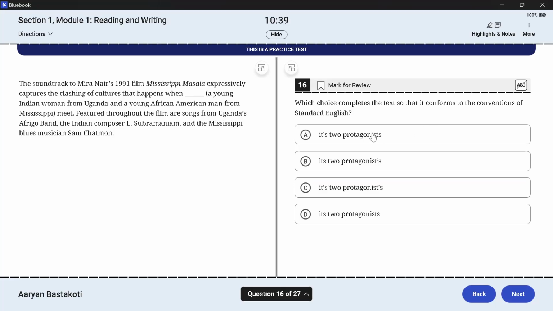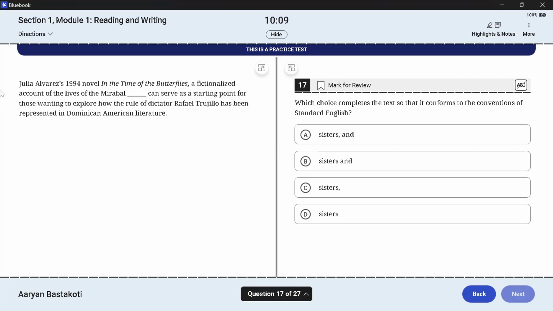The soundtrack, another grammar question, and it's about "it's" or "its," possessive or "it is." Most likely it's this. And yeah, protagonists. The soundtrack to Mira Nair's 1991 film Mississippi Masala expressively captures the clashing of cultures that happens when its two protagonists. Okay, two protagonists. Since there are two protagonists, we use a plural, protagonists. This is the right answer.